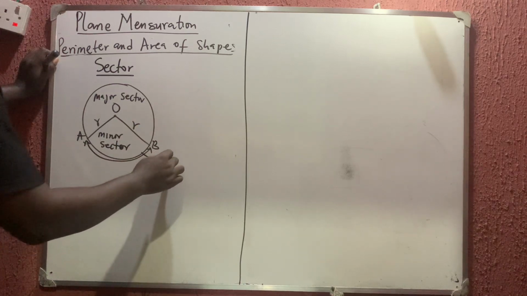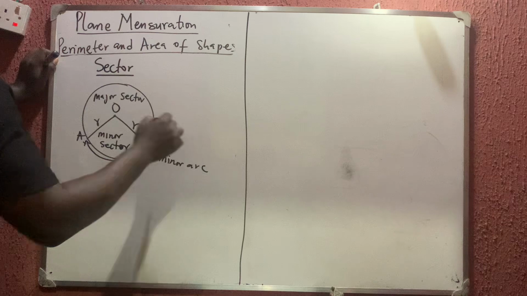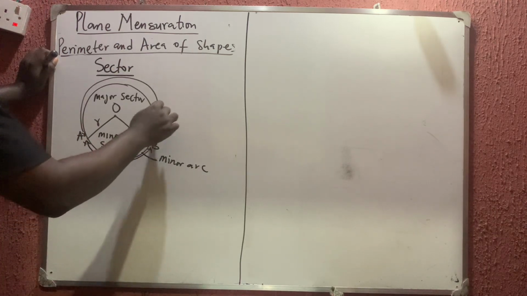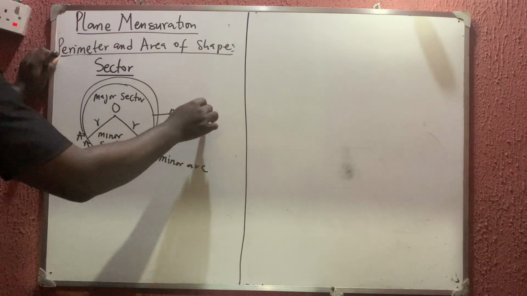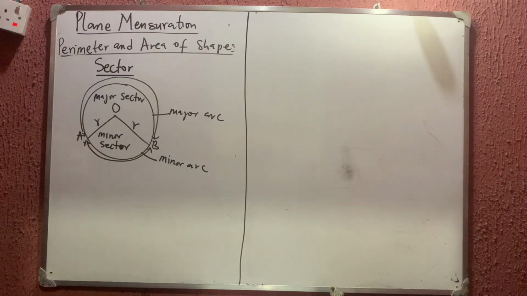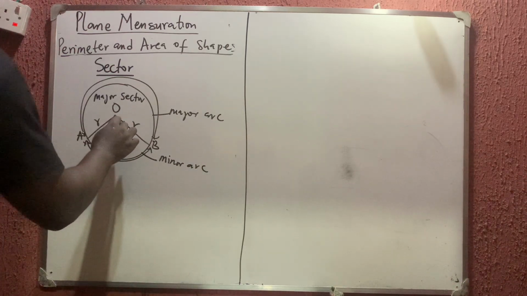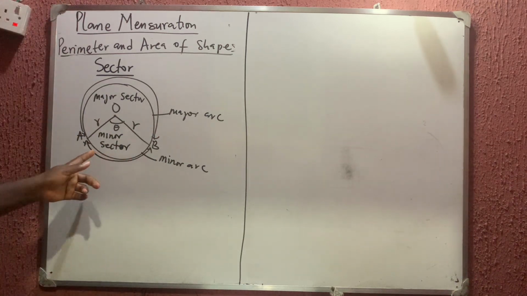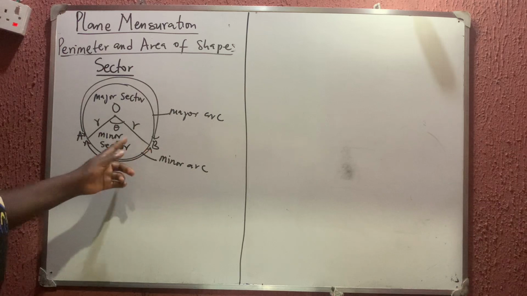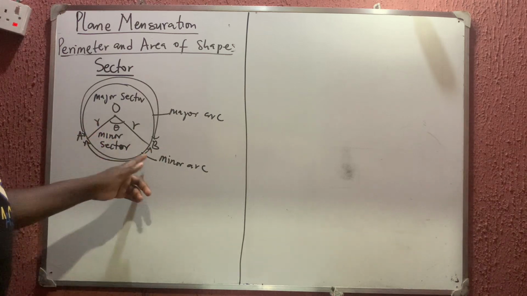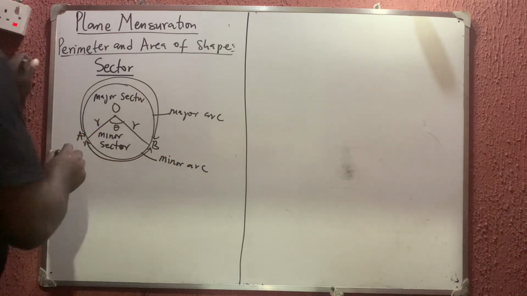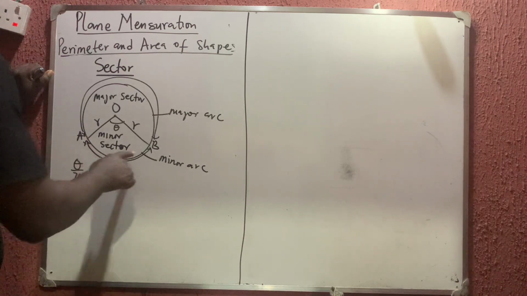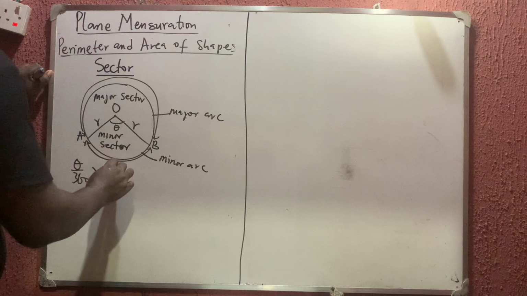Sorry, minor arc. The distance from here to this part is called the major arc. Having known this, here is your theta. Since we're talking about distance, the length of an arc is given as theta over 360 times the circumference of a circle, which is 2 pi r.